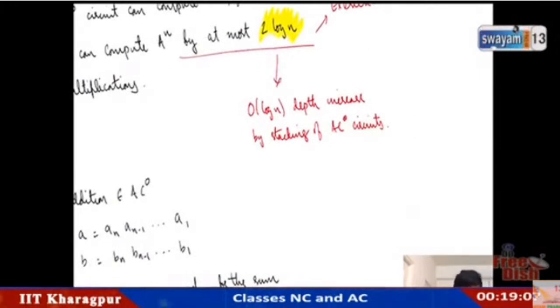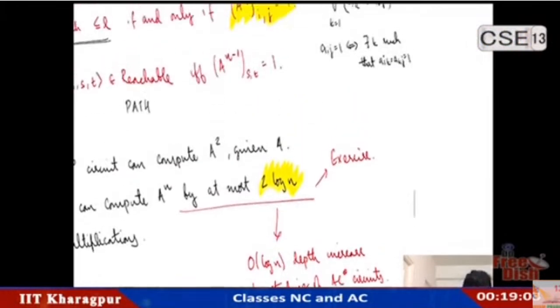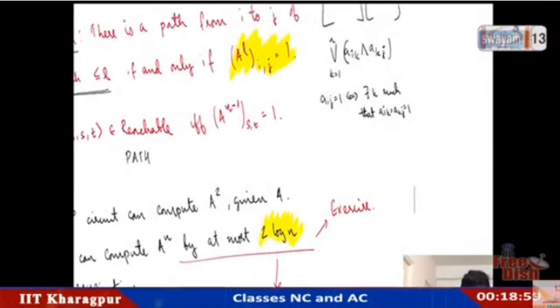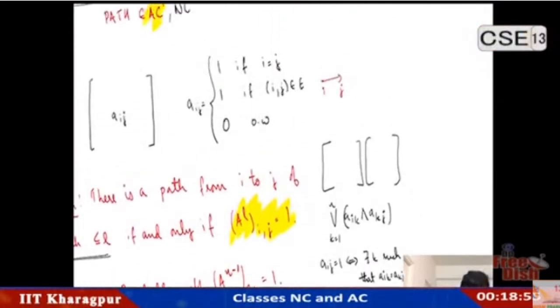And in fact, I am not saying it explicitly, but it is also true that all these examples that we are doing are actually uniform NC or AC, because there is a very clear structure of these circuits, and this can be generated using a log space algorithm.